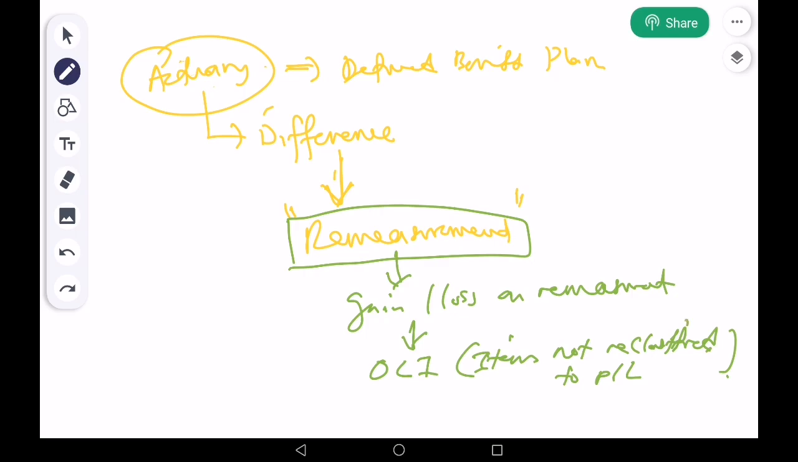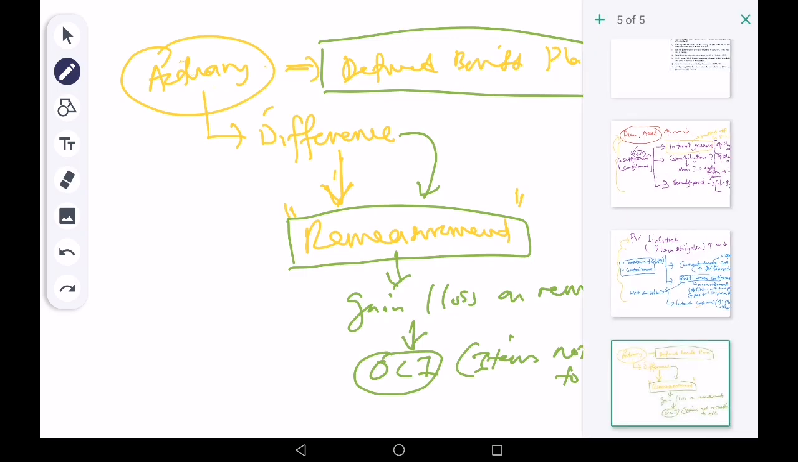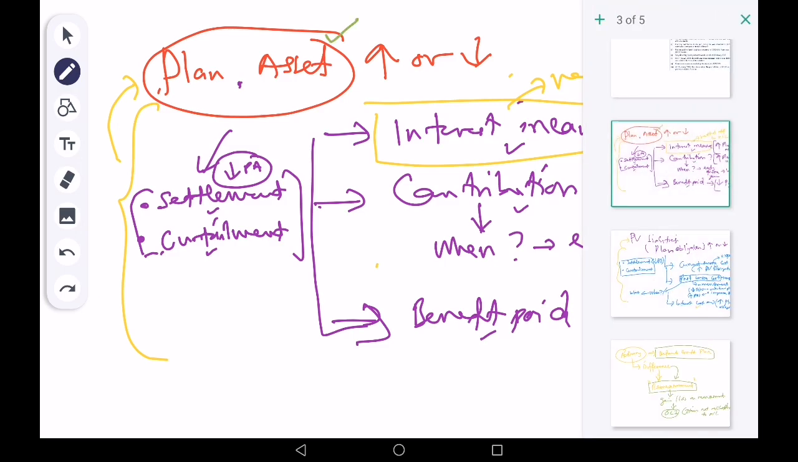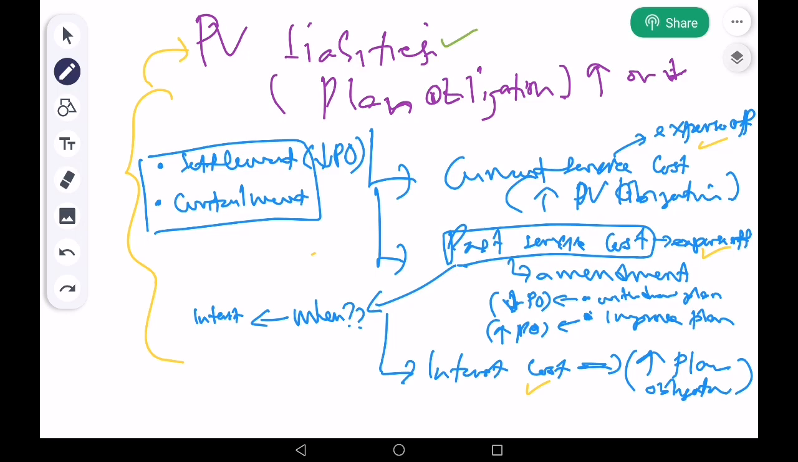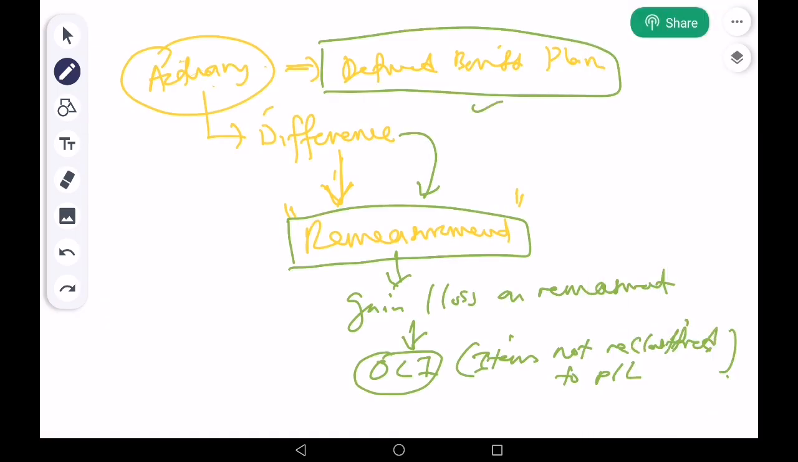Okay, so this is the concept of remeasurement. When the actuary comes to value the defined benefit plan, any difference we call a remeasurement. So the gain and loss on remeasurement will enter other comprehensive income. That is the third principle that you need to know. So I repeat, class: you will know your plan asset, you must know about plan liabilities, and lastly you must know about the remeasurement. Okay, class.